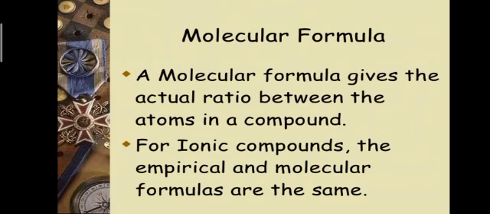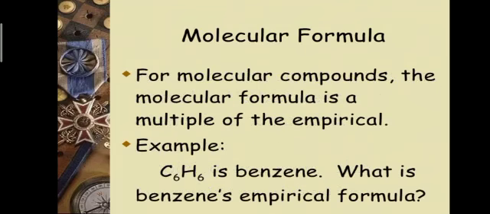For ionic compounds, the empirical and the molecular formulas are the same. For molecular compounds, the molecular formula is a multiple of the empirical formula, that is, molecular formula is equal to N times the empirical formula. C6H6 is benzene. What is benzene's empirical formula? 6 is cancelled with 6 and you have the empirical formula of benzene, CH.